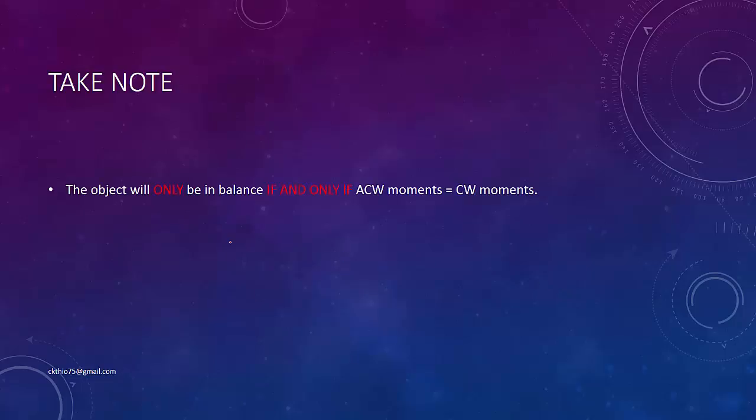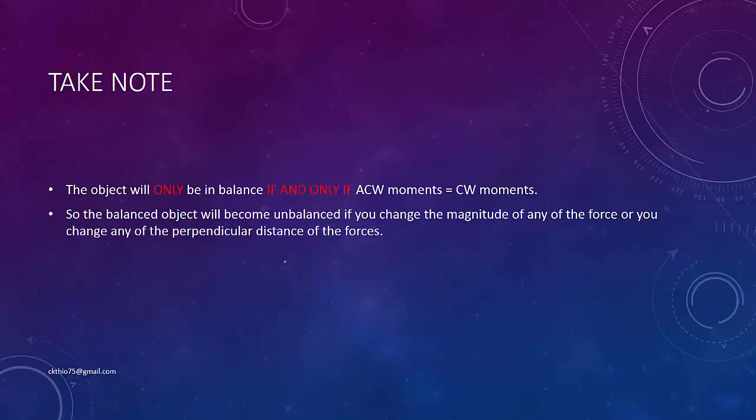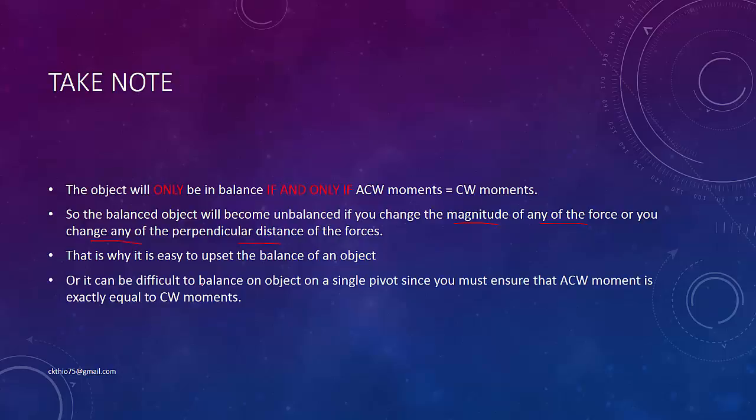Do take note that the object will only be in balance if and only if its anti-clockwise moments equal exactly the clockwise moments. So a balanced object will become unbalanced if you change the magnitude of any of the forces, or you change any of the perpendicular distances of the forces. So that's why it is quite easy to upset the balance of an object, because if you change anything, it will become unbalanced. Or you could also think of it as difficult to balance an object on a single pivot, since you need to ensure that the anti-clockwise moment is exactly equal to the clockwise moment.